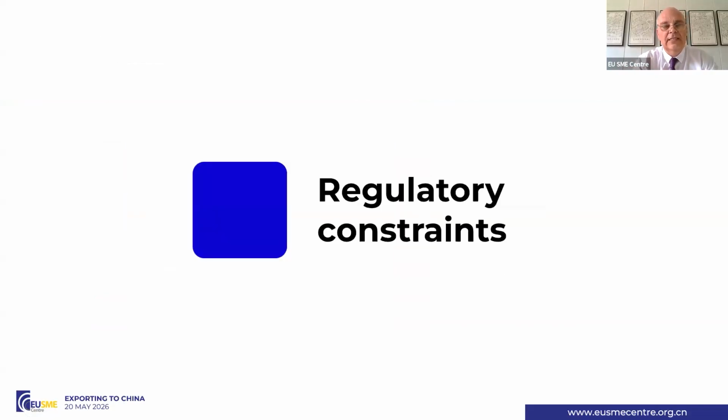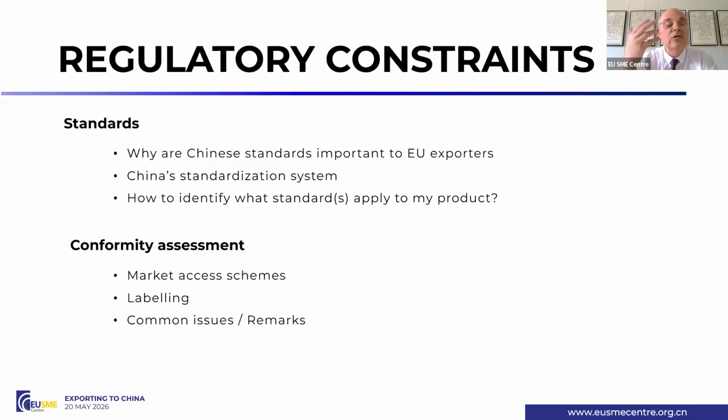So let's first talk about the regulatory constraints. By this, I mostly think about standards, and we will see why they are important to you, why you should be aware of them, how to find them. This is very important. And we will talk a little bit as well about the different market access schemes, and some issues like labeling that are very important.